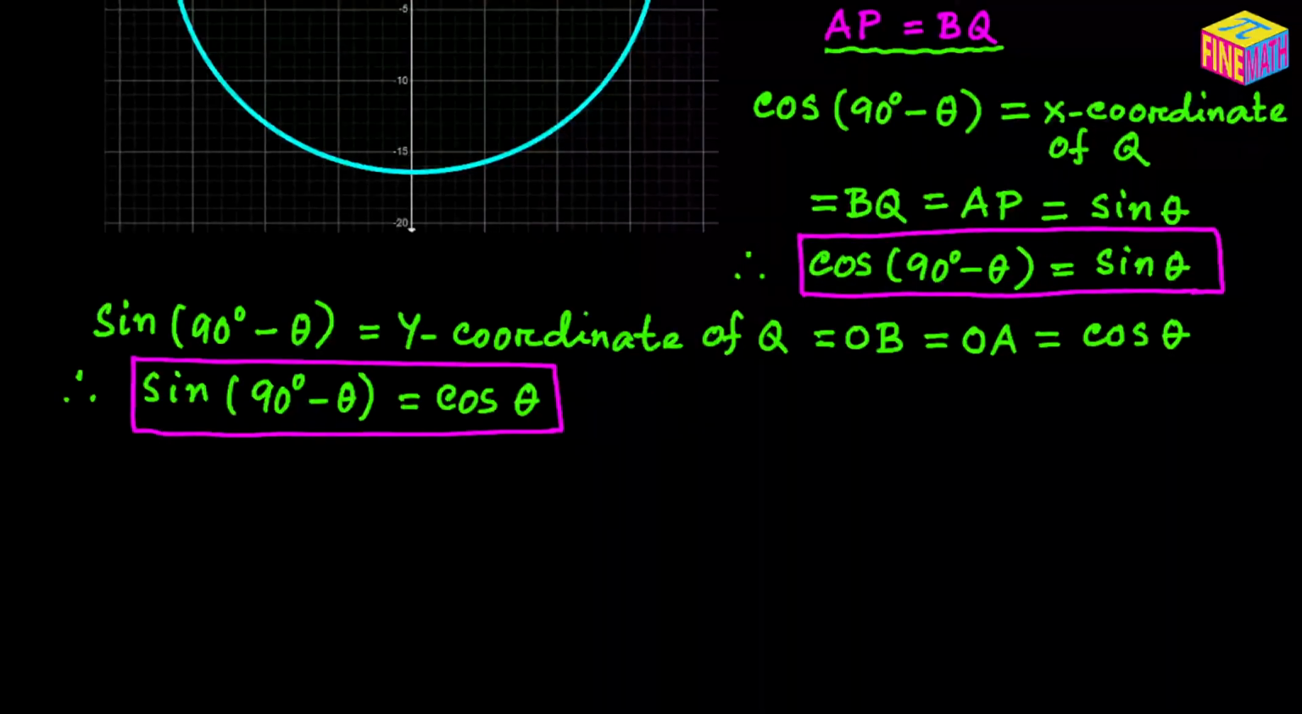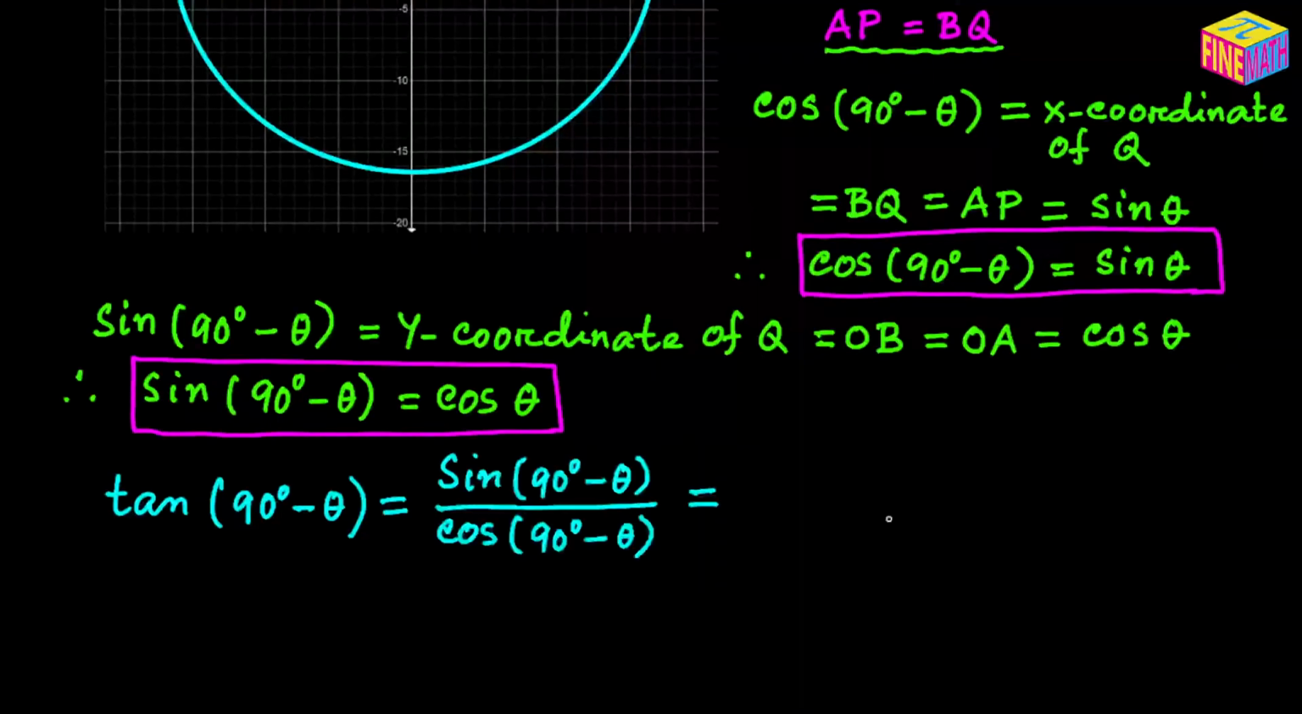So now let's try to calculate those other ratios. Let's calculate tangent of 90 degree minus theta. We know tangent is actually the ratio of sine and cosine, so we can write it as sine of 90 degree minus theta divided by cosine of 90 degree minus theta. Now what is the value of sine of 90 degree minus theta? Well, that is actually cosine of theta. So I am writing here cosine of theta.